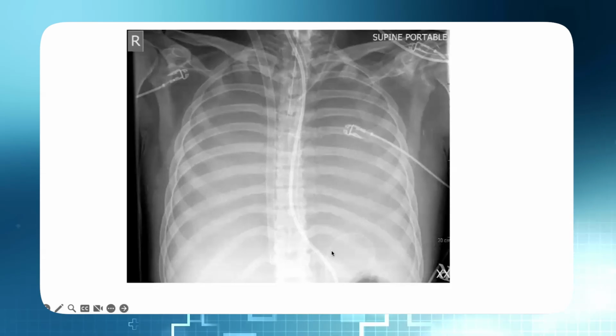This left recipient, the hyperlucent structure I couldn't make out. So the other one is Ryle's tube. There is a center line over here, left jugular line, left subclavian, left IJV. Left IJV is there.